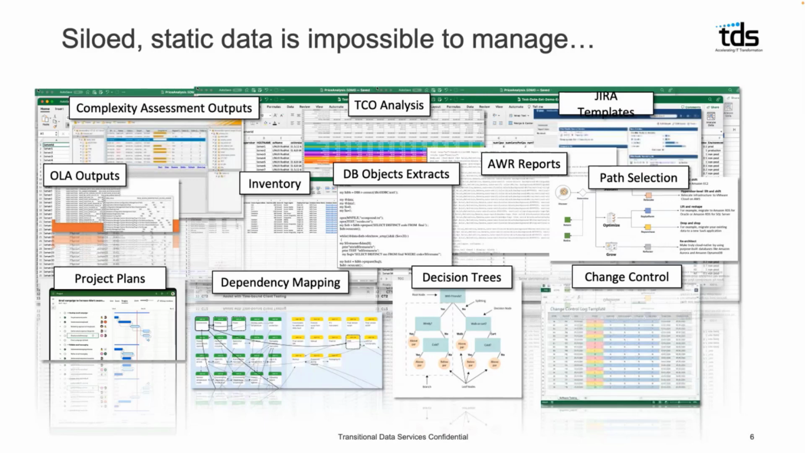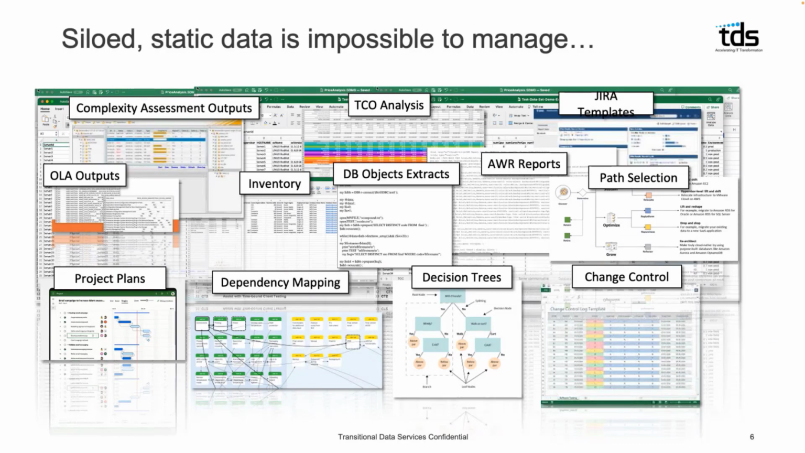Siloed data is impossible to manage, and we all know this. We've taken data out of SCT. We've built project plans in Microsoft Project. We've done dependency mapping with Modelize IT. We've done TCO analysis with DBOla and third parties, and we've done project tracking and status in Jira, and none of this data is integrated. Yet it's all about the same project that we're trying to execute on. This is what TransitionManager addresses in a first-class way.